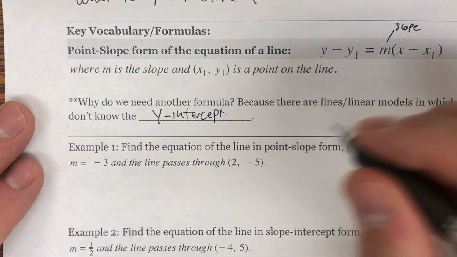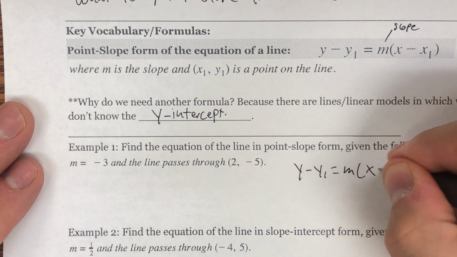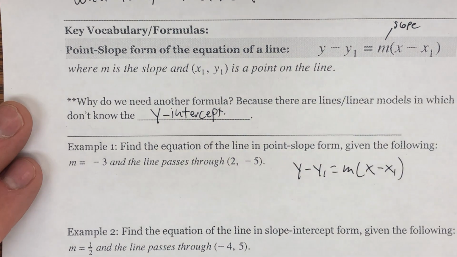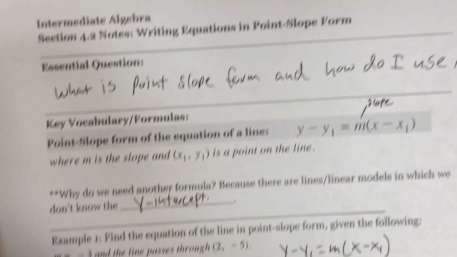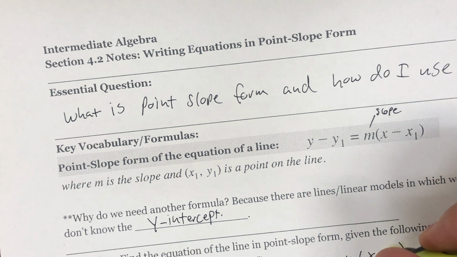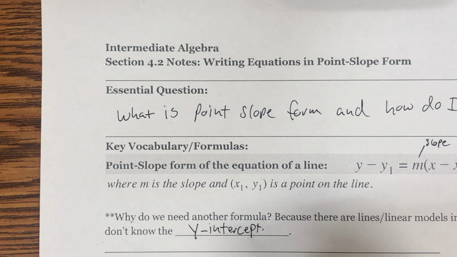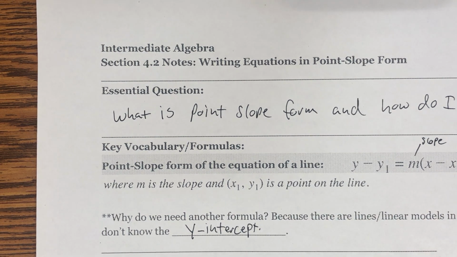So point-slope form, we've got to memorize this. Y minus y1 equals m times x minus x1. Keep writing it over and over again so you can memorize it. A couple key details here. X1, y1, that's one of the points. So I'm going to highlight that x1, y1 in yellow. That is where we're going to substitute in the point. Our point is 2, -5. So that's what we're going to plug in to point slope form.